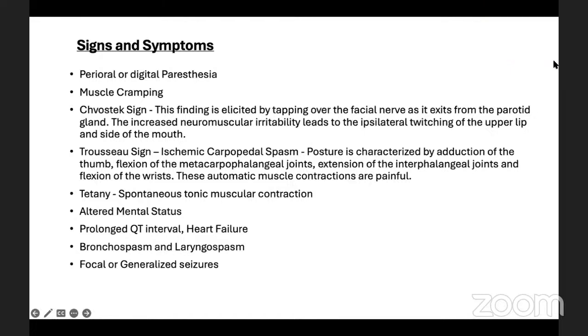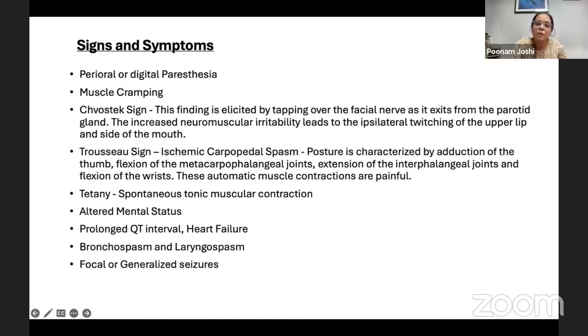Then another important sign is tetany, and we all know tetany can be really troublesome. It is spontaneous tonic muscular contraction, especially if it involves the laryngeal muscles, leading to laryngospasm or bronchospasm. It can lead to life-threatening complications. Then there can be altered mental status. Patients can have cardiac problems, a prolonged QT interval, and sometimes there can be seizures as well.